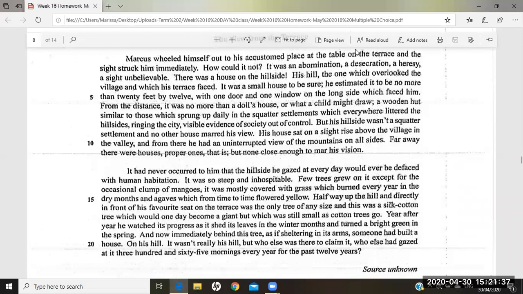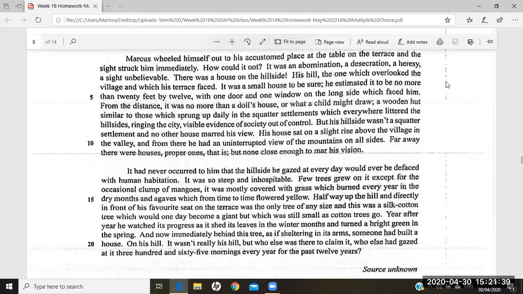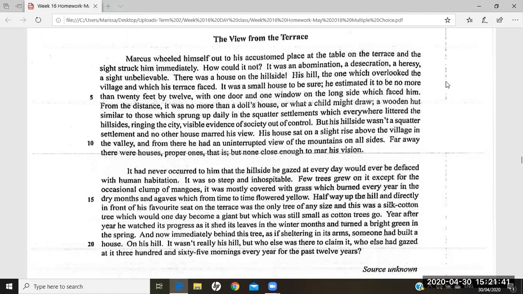So I want someone to tell me what you all understood this passage to be about. Mamadou, what did you grasp from this comprehension? What was the passage about? Who were the characters involved? What was the issue being raised here? How was the person feeling about it? Mamadou, we are awaiting your response.